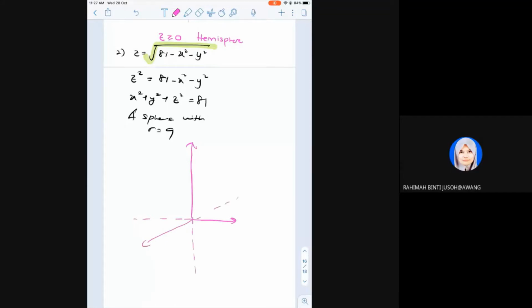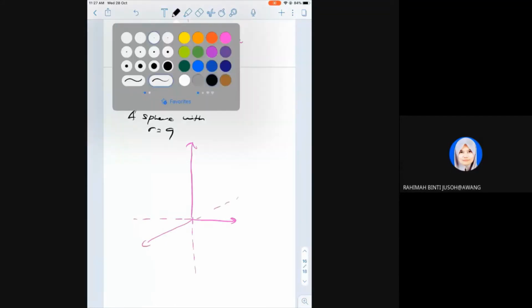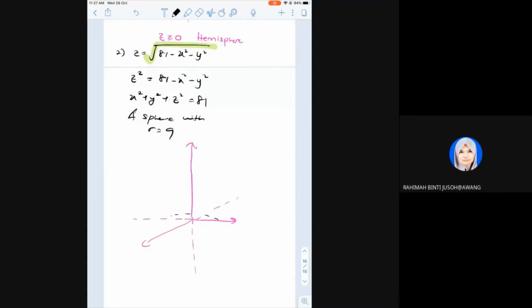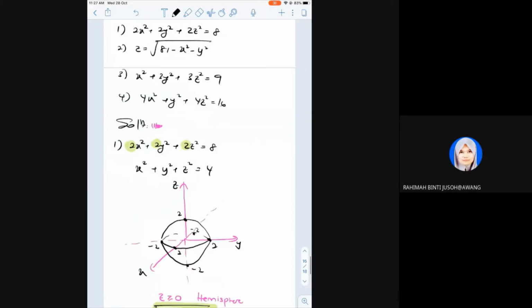So dia akan jadi macam ni. Dia ada topi lah. Dekat ada bawah dia macam tu je. Okay. Right here is 9. Positive 9. Ni negative 9. Atas ni 9. Dia tak ada Z negatif. Okay. Hemisphere. Alright. Now, question number 3.